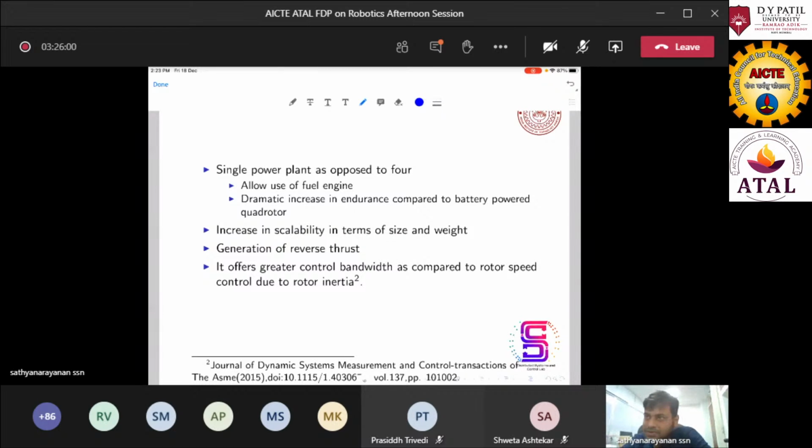If you see their paper, they have done it experimentally and validated that if you are changing the thrust, let's say from 2 Newton to 5 Newton, the time taken for variable pitch is very small as compared to the conventional quad rotor.